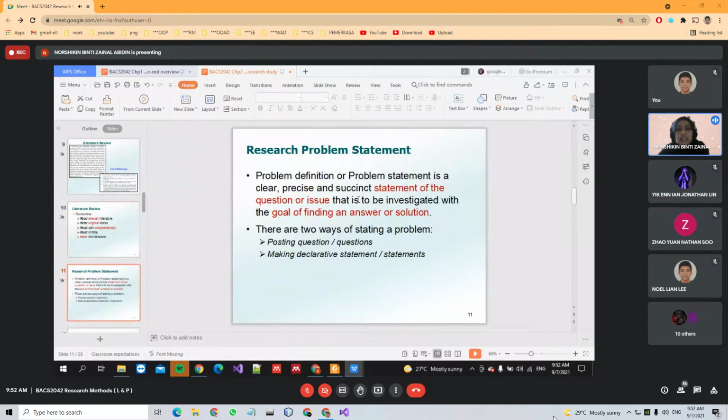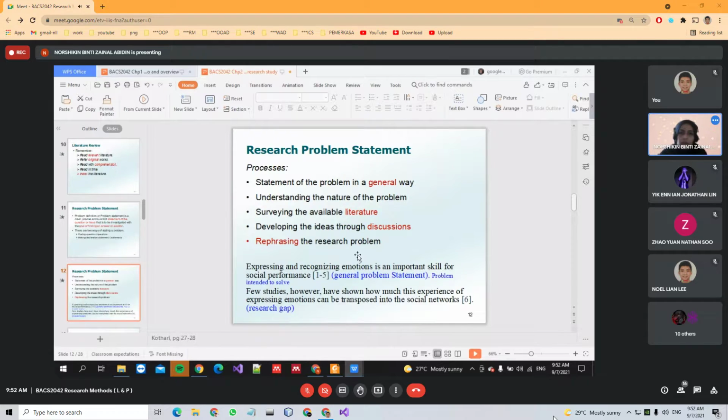And then research problem statement. In the research problem statement, you need to identify your exact problem, or write what the problem of your research is. There are two types of problem statement, which are questioning or declarative. Declarative means you give a statement of your problem.